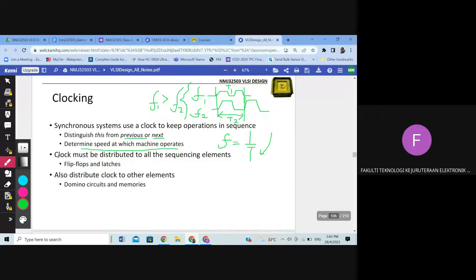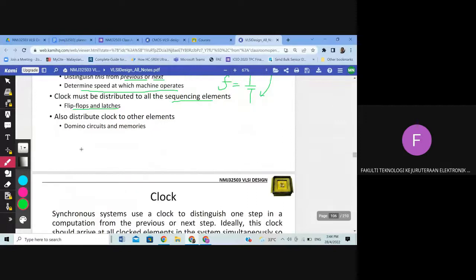The clock must be distributed to all sequencing elements. Remember, we have flip-flops and latches. That's why we need a clock distribution network with less clock skew. We cannot eliminate clock skew, but we can reduce it through our design strategy. The clock must also be distributed to other elements like domino circuits and memories. A domino circuit uses the clock inside it, and memory, of course, uses the clock too.